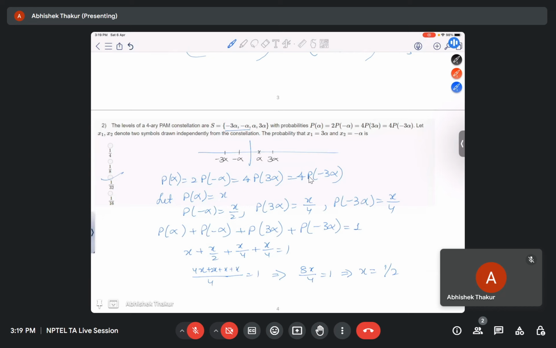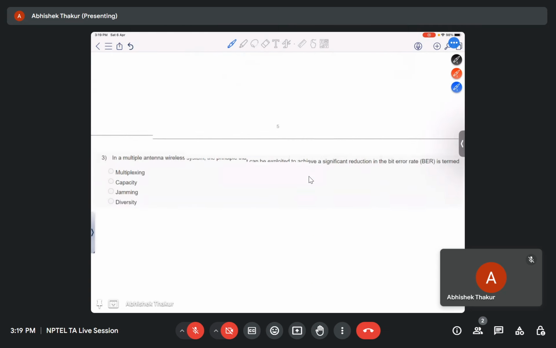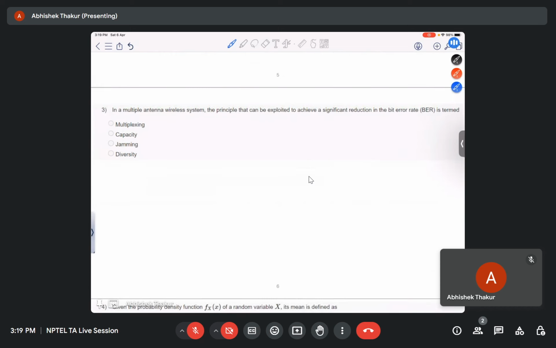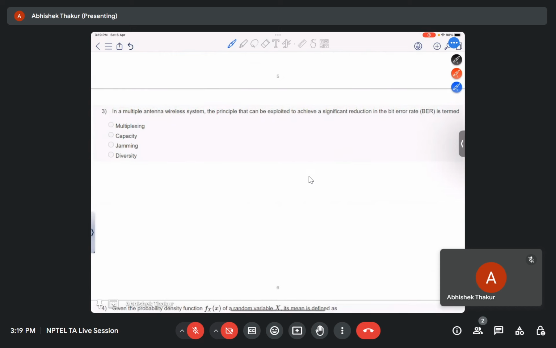We'll move on to the next question, question number 3. In a multiple antenna wireless system, the principle that can be exploited to achieve a significant reduction in bit error rate is termed diversity. So option D is the correct answer for this question.